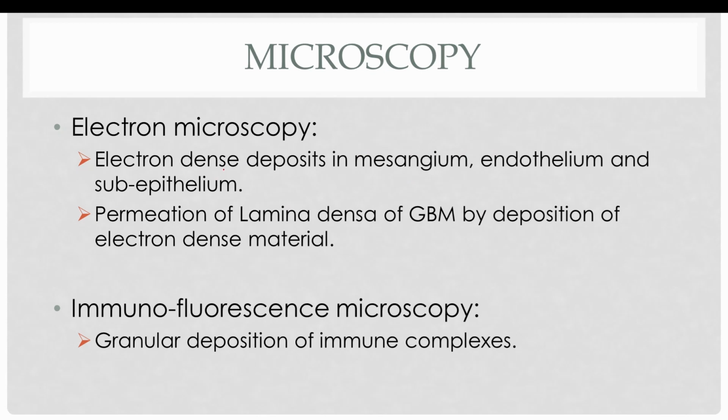The electron microscopy reveals dense deposits in the mesangium, endothelium and subepithelium. Type 1 and type 2 diseases differ from each other in that there is permeation of the lamina densa of the glomerular basement membrane due to a deposition of an unknown electron dense material in type 2 disease. Moreover, on immunofluorescence microscopy, there is granular deposition of immune complexes.